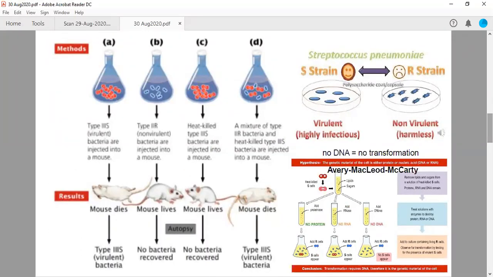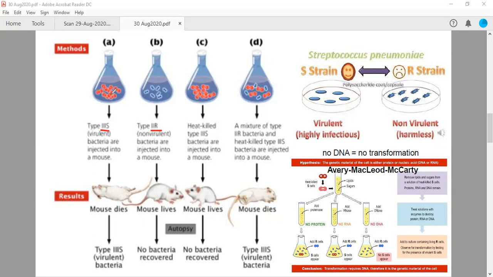Then we discussed the mechanism behind this transformation. First of all, transformation was discovered in 1928 by a scientist called Griffith, and Griffith did this experiment. He took two strains of bacteria. One is called 3S, and one is called 2R. A question has been asked directly from this text, so you need to remember that it was 3S and 2R. R for rough, S for smooth.